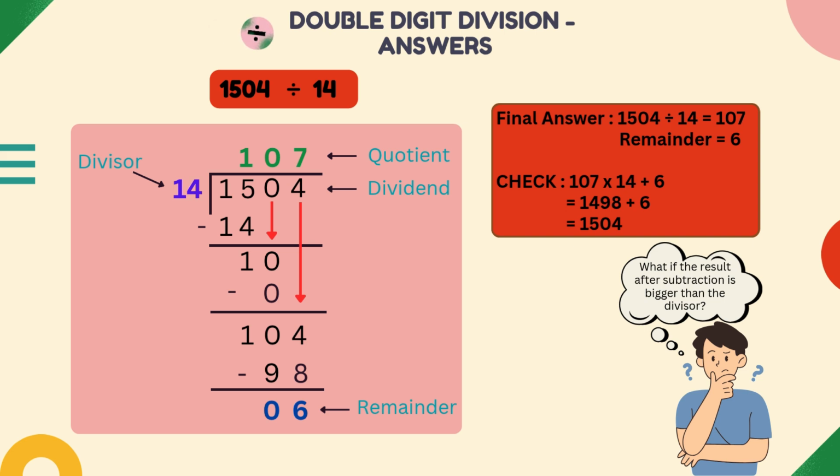1504 divided by 14. Quotient is 107. The remainder is 6. Let's check our answer using the formula. Dividend equals divisor into quotient plus remainder. 14 times 107 is 1498. Now add the remainder. 1498 plus 6 equals 1504. Yes, our answer is correct.